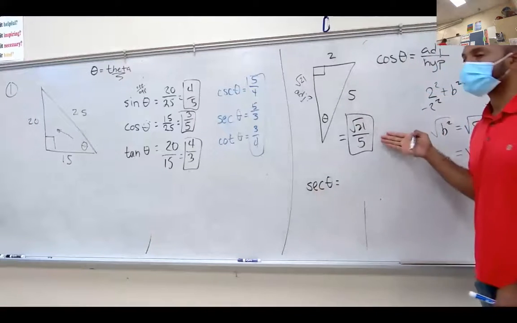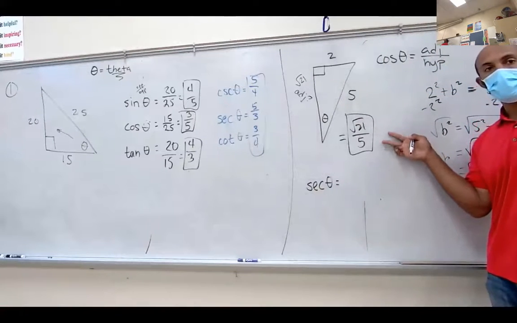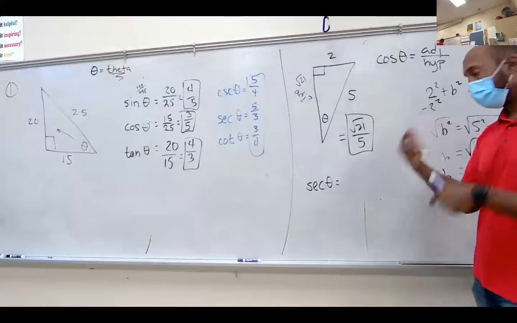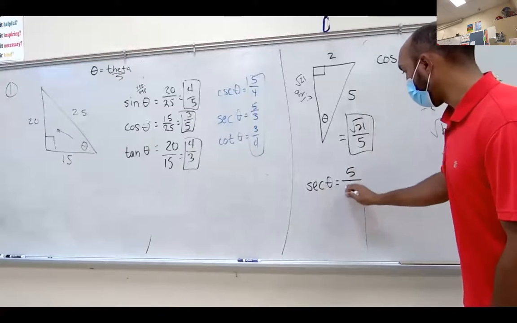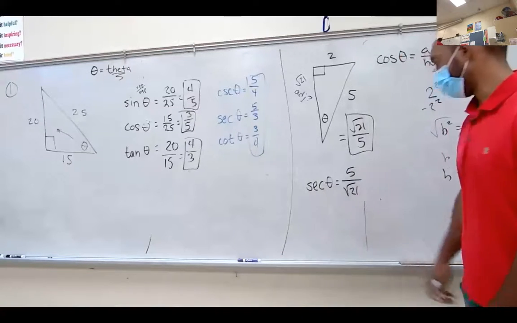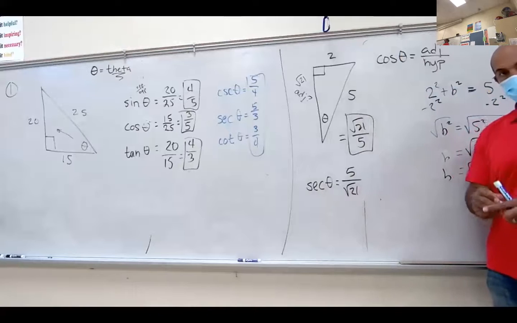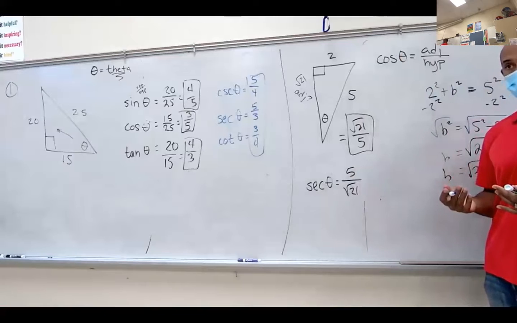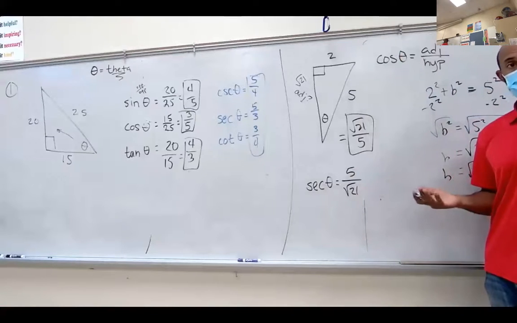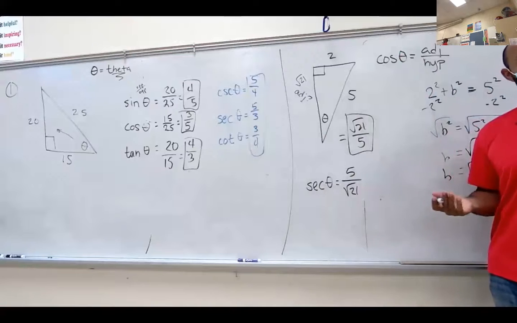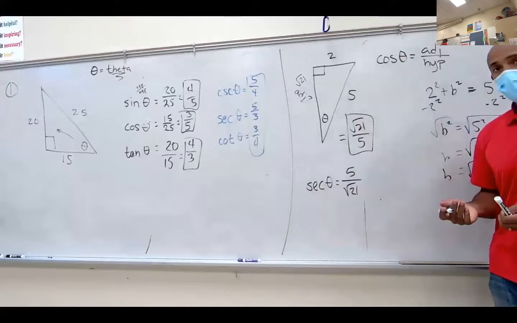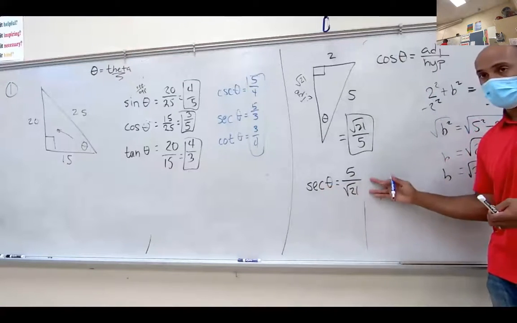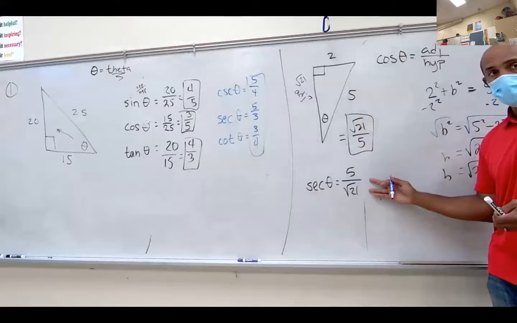The secant is the same thing, but what do we do with that? Flip it. What's the problem with that one? Can't have a square root where? Denominator. So what do we got to do? What can we do? What specifically do we do? Multiply on both sides. Not both sides, just this side. We did this yesterday.